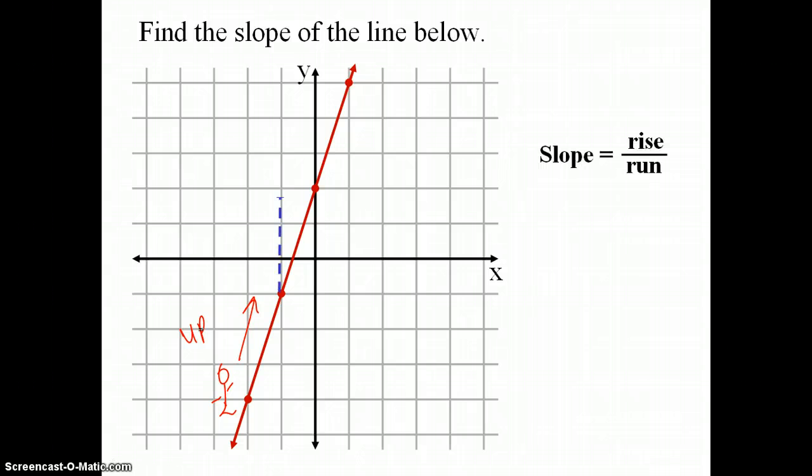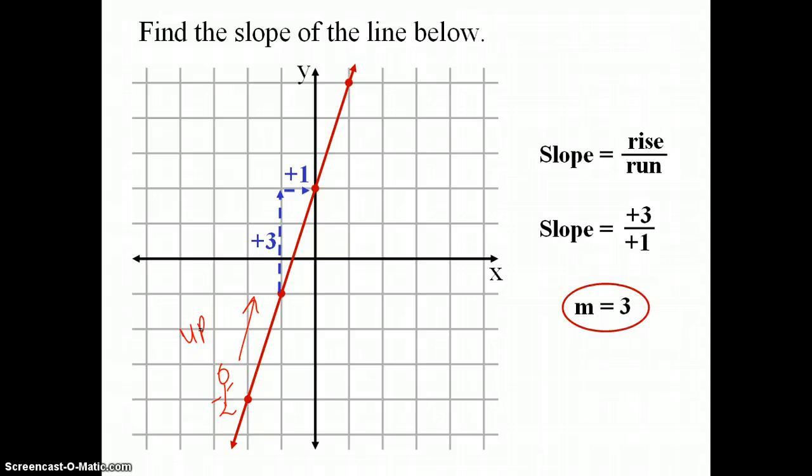So we're going to choose the point right here, going up to the middle point. So up 3 and over 1, giving us a slope of 3 when I simplify 3 divided by 1.